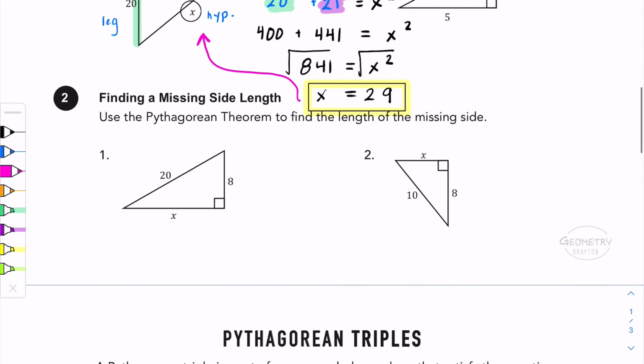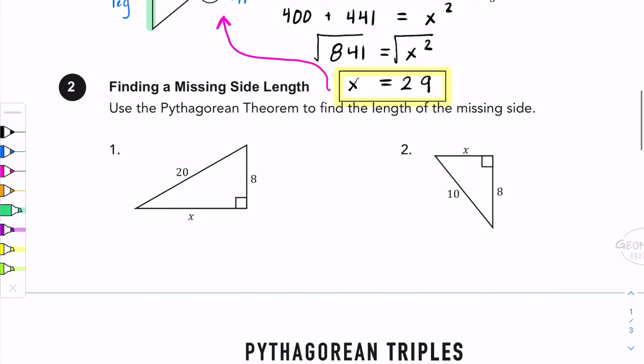For the next example set, we're finding a missing leg length. So notice how here we have the hypotenuse, we have a leg, and we have a leg. So now we're missing this length here. And missing or solving for a missing leg is a bit more difficult. It adds one extra step to our solving process.